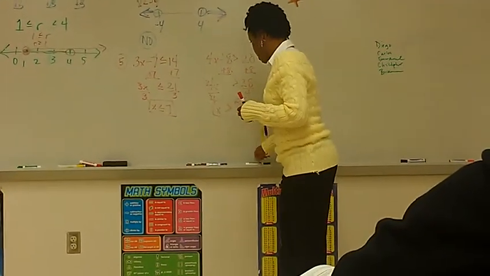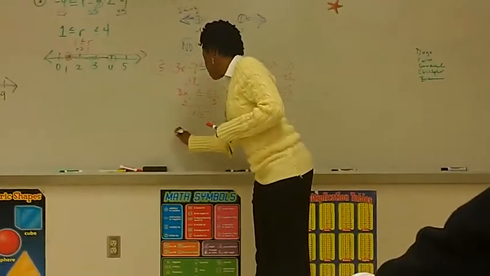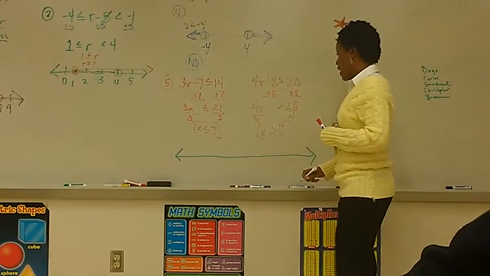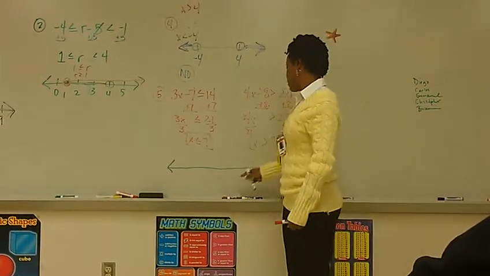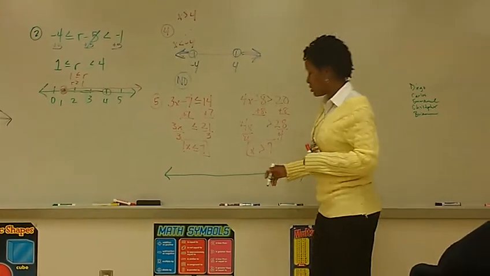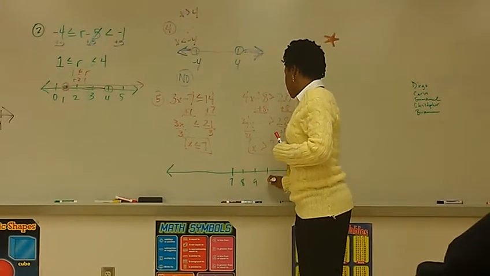Let's see how I can do this. Can you see down here? Okay. I have x is less than or equal to 7, and I have x is greater than 7. So really, I only have one target number. What is it? 7. So let's put a couple numbers on both sides.